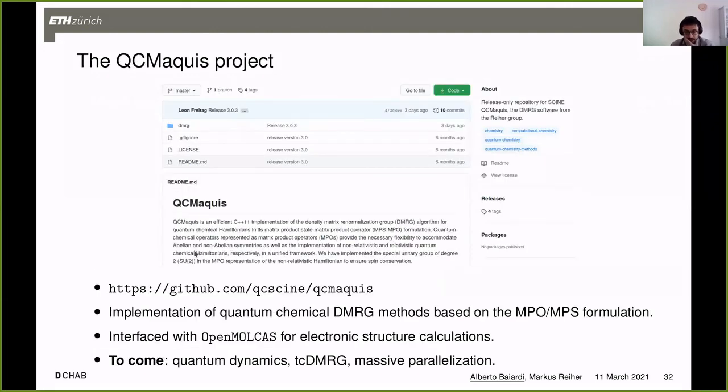So before concluding the presentation, let me just point out the code that we use for doing all of this, that we call QCMaquis. We now have a GitHub repository where you can clone and try it out. So far, it's mostly focused on electronic structure, time-independent calculations, but hopefully all the things that we've spoken about today will come in the near future.